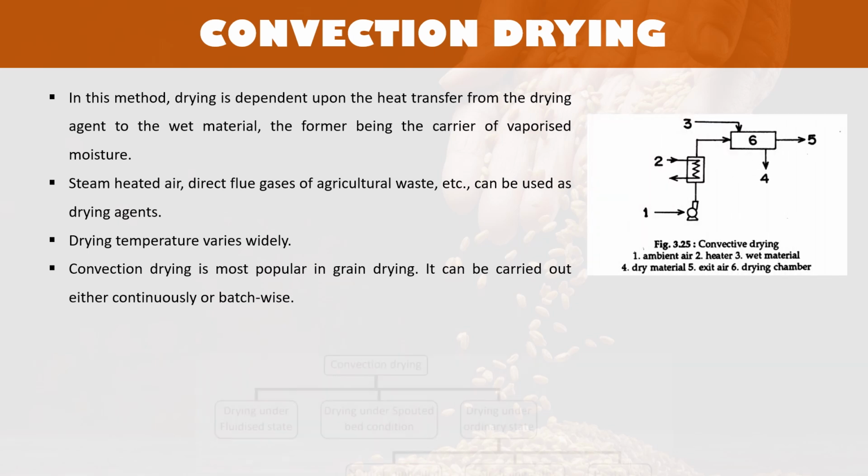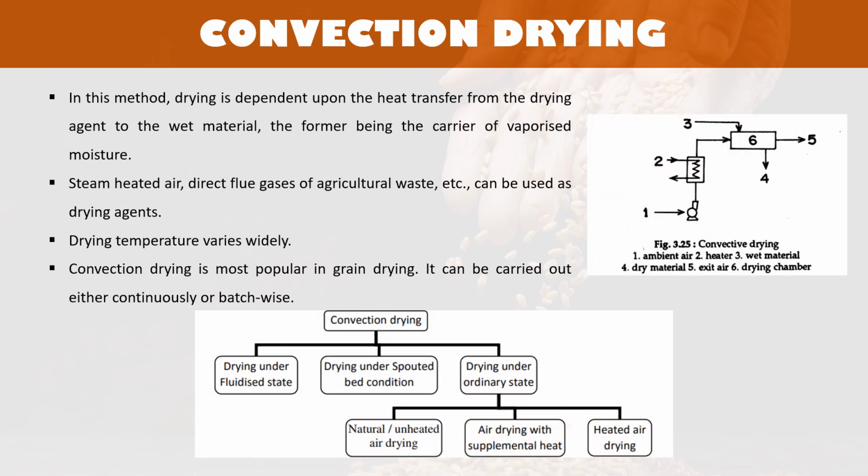Coming to convection drying, in this method, drying is dependent upon the heat transfer from the drying agent to the wet material, the former being the carrier of vaporized moisture. Steam heated air, direct flue gases of agricultural waste, etc. can be used as drying agents. Drying temperature varies widely. Convection drying is most popular in grain drying and it can be carried out either continuously or batch-wise.